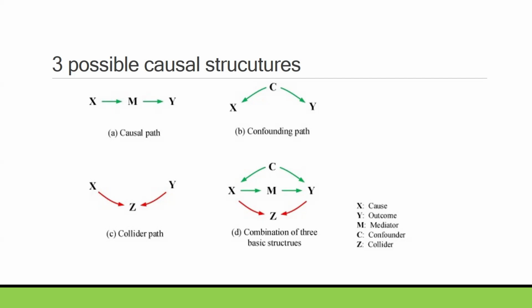Sometimes M could be a partial mediator, but if M is a complete pathway between X and Y, M is our mediator. But sometimes there are confounding paths, okay? These confounders cause both X and Y. X and Y are naturally not related, but because of C, they could be related. Therefore, these confounders are the main reasons that connect X and Y, but they are independent, okay?